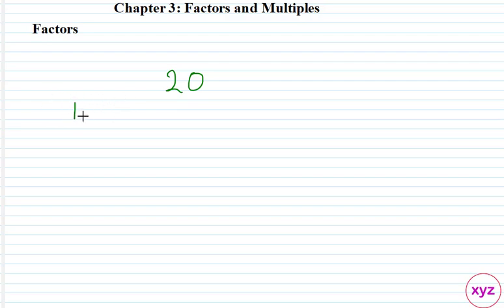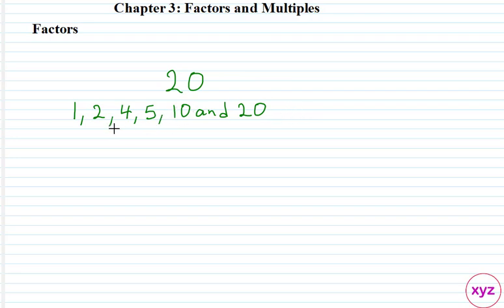So we have 1, which can go into 20 20 times. We have 2, which can go into 20 10 times. We have 4, which can go 5 times. We have 5, which can go 4 times. And we have 10, which can go into 20 2 times. And finally 20, which can divide into 20 1 time.